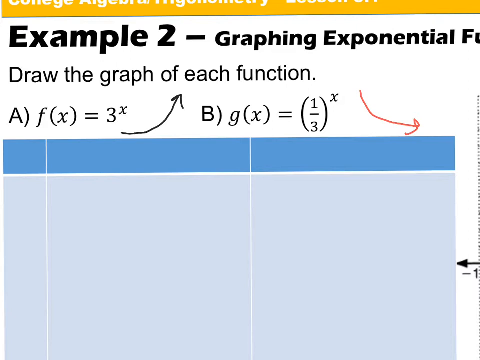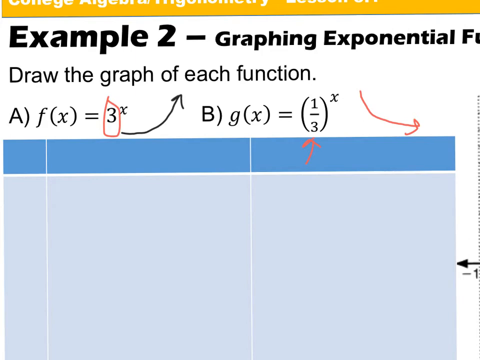Perfect. If you have a whole number base, you will have a growth. If you have a fractional base that is between 0 and 1, it's a decay. What about 4/3? Is 4/3 less than 1? No. Just because it's a fraction, don't say, oh, it's a decay. If the number is between 0 and 1, then it's going to be a decay. Do you guys see that?